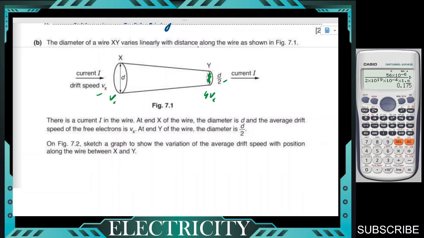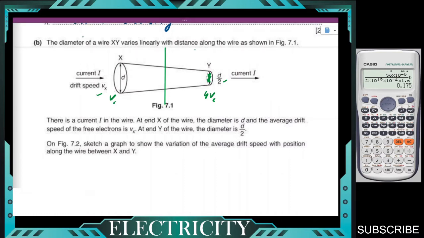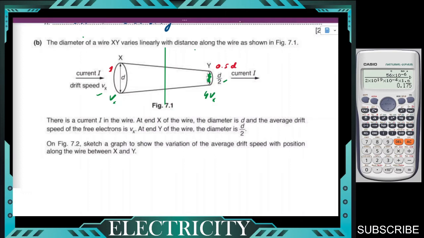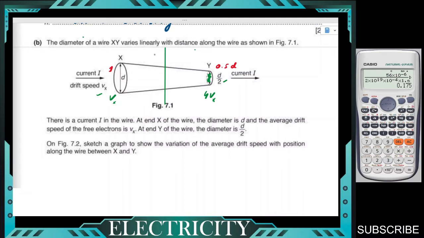Then we have to look for the point in the middle, the position that is exactly in the middle. So just take a look at that. The diameter over here is D, which is 1D, and the diameter over there is 0.5D. So what is going to be the diameter exactly at the middle? Exactly at the middle, it would be 0.75D. So how do you find the drift speed at this point?